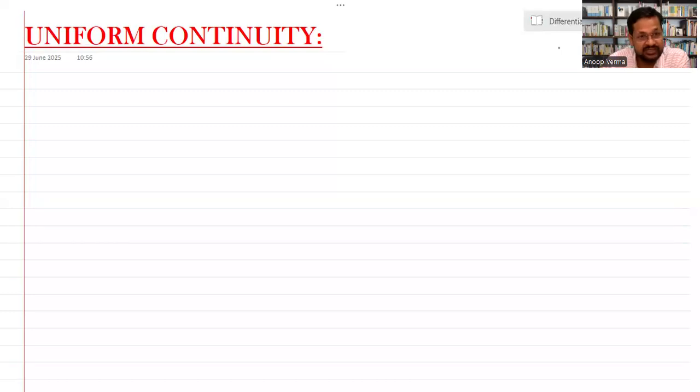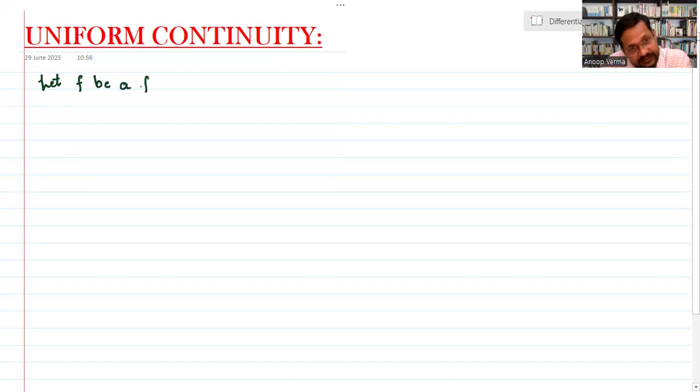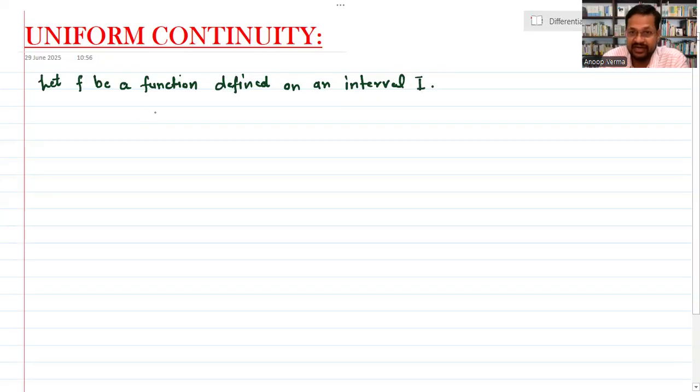Okay, so let us take a function f defined on an interval, say I. So I'm just taking a function f which is defined on an interval I. So what does continuity at a point mean?